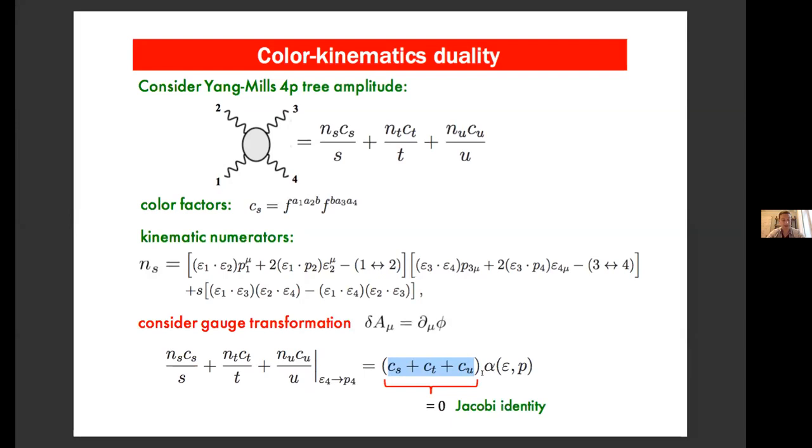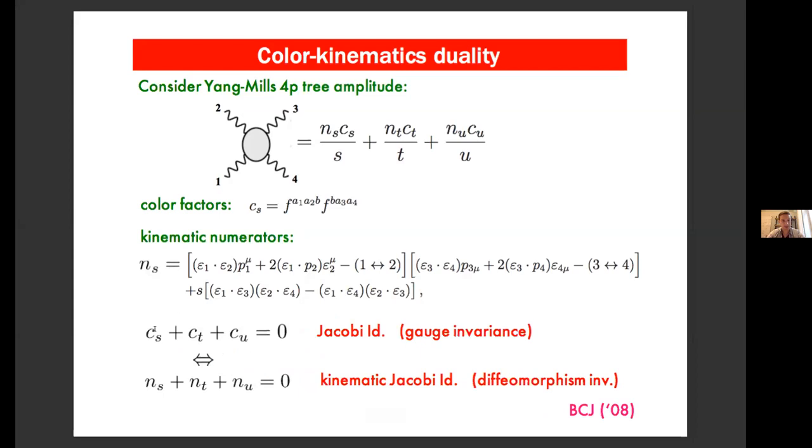But now we can see what happens if we demand that there's an additional structure in Yang-Mills, that not only are the color factors adding up to zero, but also the numerator factors adding up to zero. Then you get something very interesting, and it turns out that we can, on the one hand, interpret it as being some kind of kinematic Jacobi identity, and we'll see that in gravity it will have something to do with diffeomorphism invariance. So let's look at gravity a bit closer.